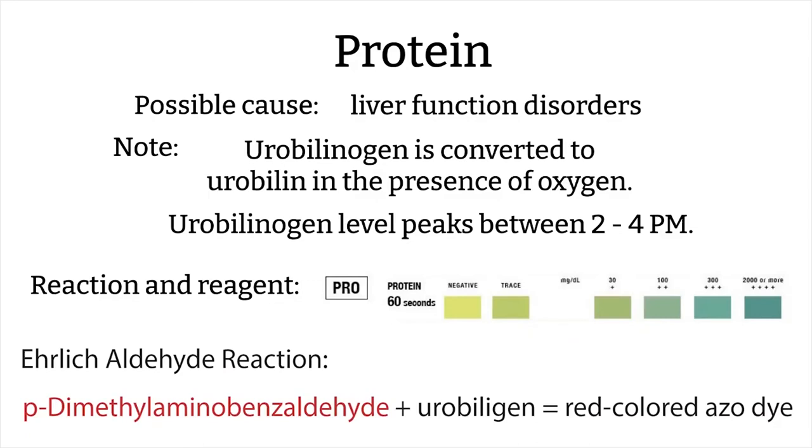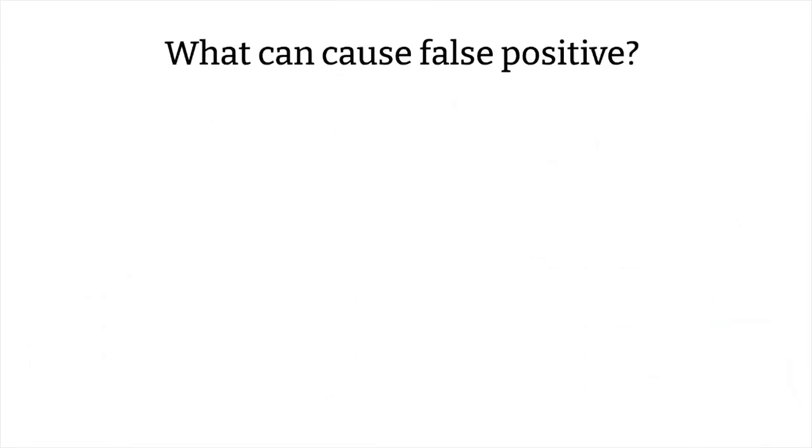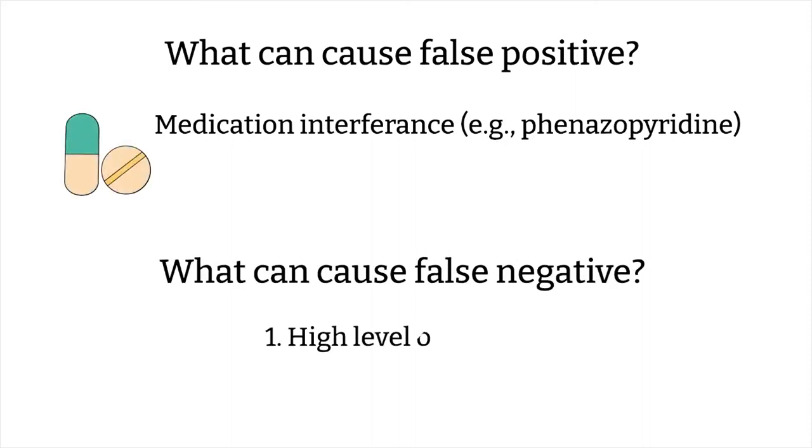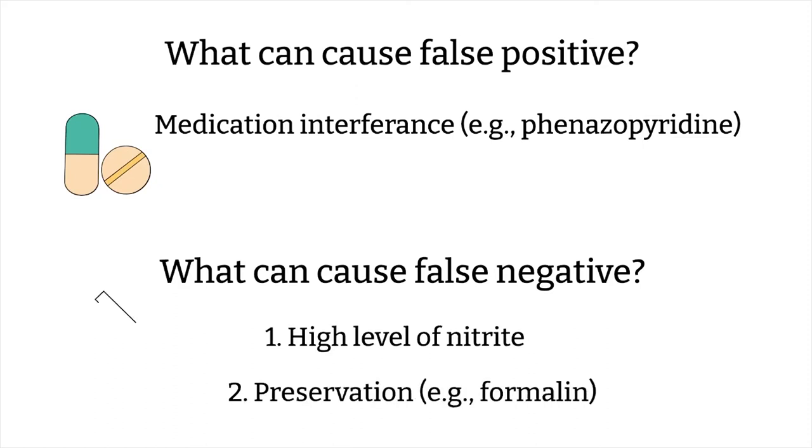Some medications can cause false positive test results, and a high level of nitrate and the presence of formalin can give false negative test results for the urobilinogen test.